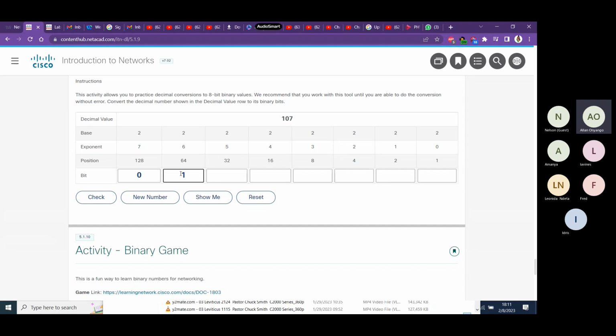Okay? So the first thing to note is that 32 plus 8 is 40. Remember, we are remaining with 43. 32 plus 8 is actually 40. So 43 minus 40 is 3. And to get 3, we need to add 2 and 1. What do I mean? 32 plus 8 is 40. 40 plus 2 is 42. Plus 1 is 43. And then I just need to fill the remaining ones with 0.